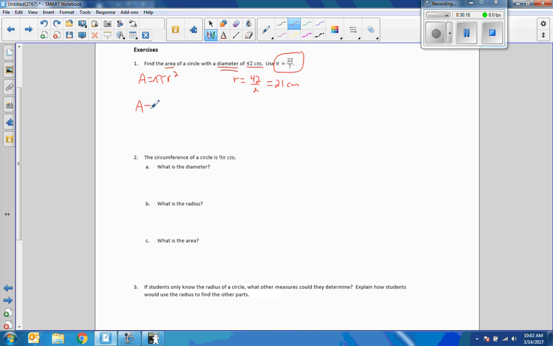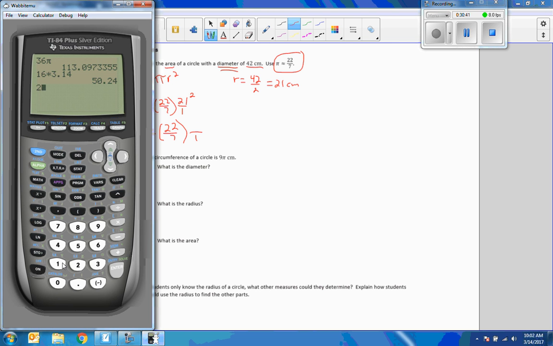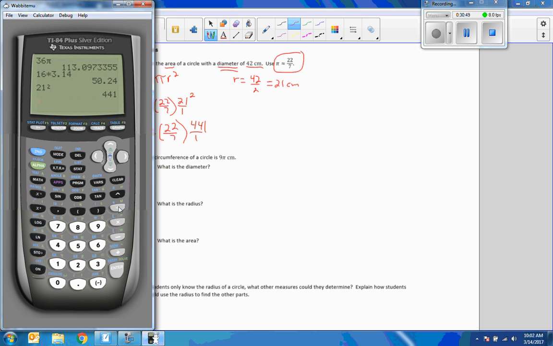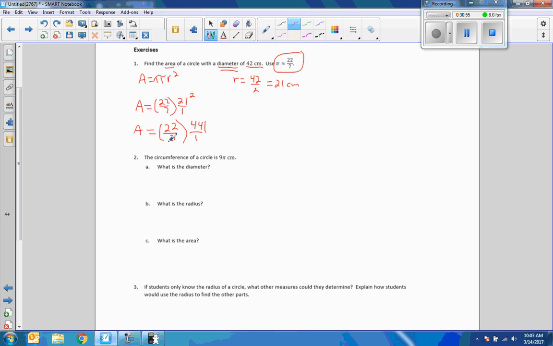So the area equals 22/7. There's my pi. Radius is 21. I'm going to put that over 1 and square. So area equals 22/7. 1 squared is 1. 21 squared is 441. And I believe that will be divisible by 7. Let's check. 441 divided by 7 is 63. So this will cancel that, give me 63.